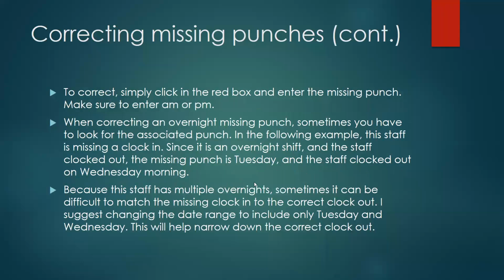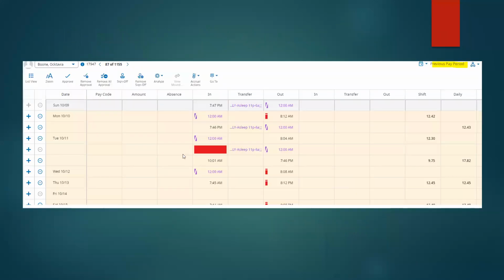To correct a missing punch, you're just going to simply click in the red box and enter the missing punch. Make sure to enter your AM or PM. When correcting an overnight missing punch, sometimes you have to search for that associated punch. So I'm going to go through an example. In this example, the staff is missing a clock in on an overnight.